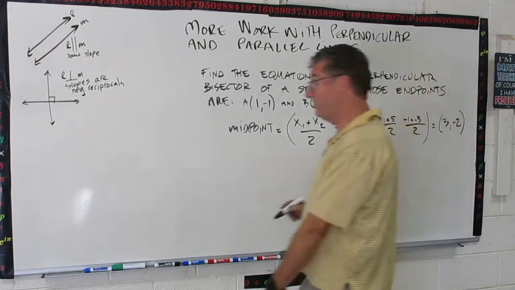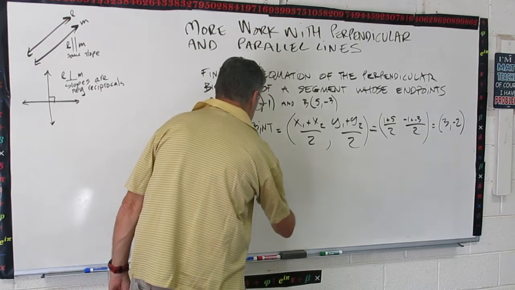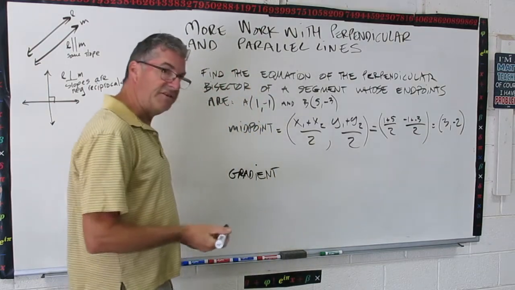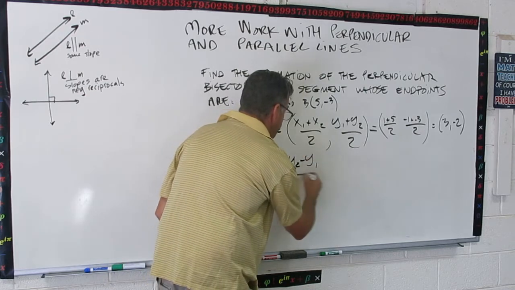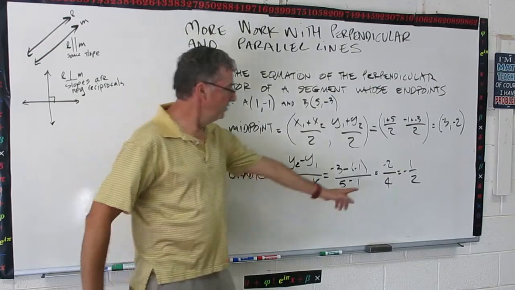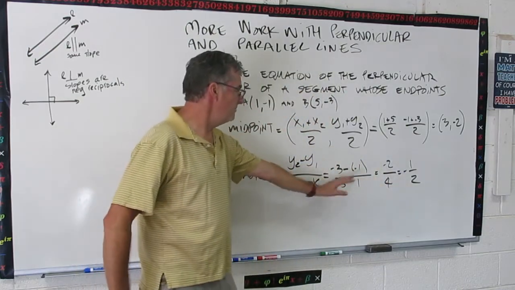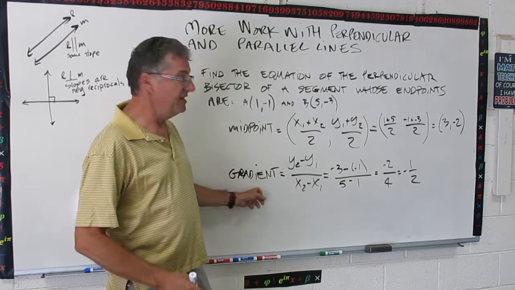Now let's find our slope, or our gradient. Now this one's a little different. This equation is y2 minus y1 over x2 minus x1. So here's my slope. I did my plug-in step, did my math here. So the gradient of the line segment is -1/2.